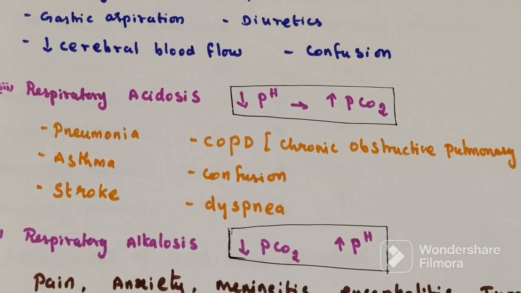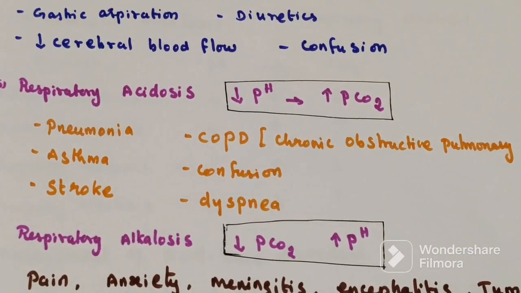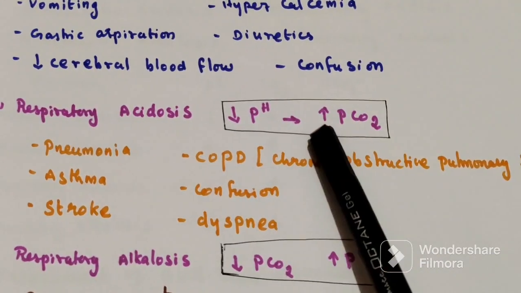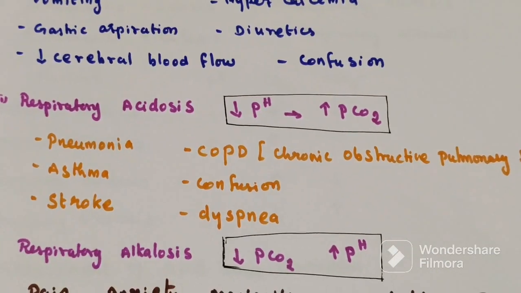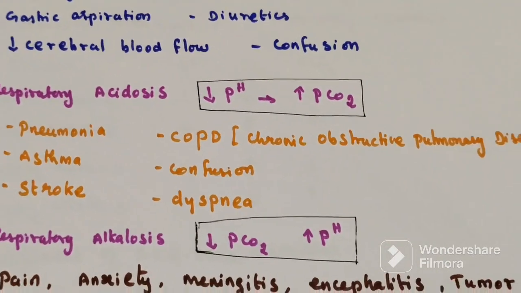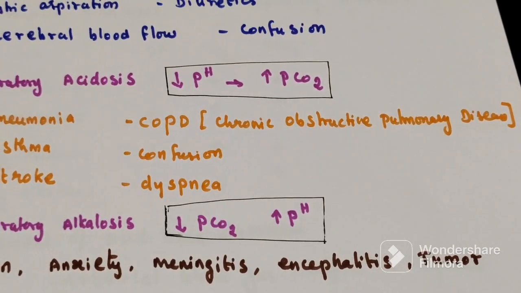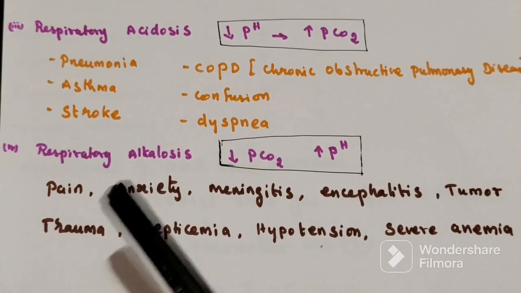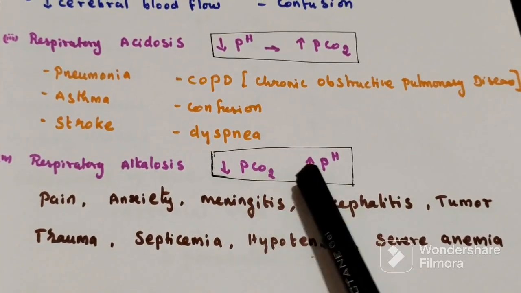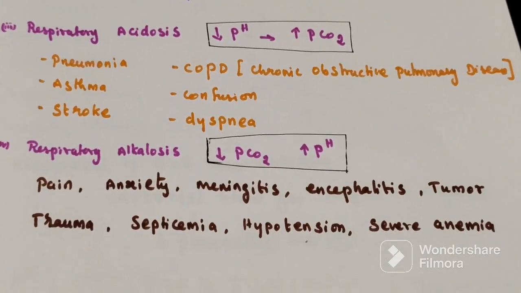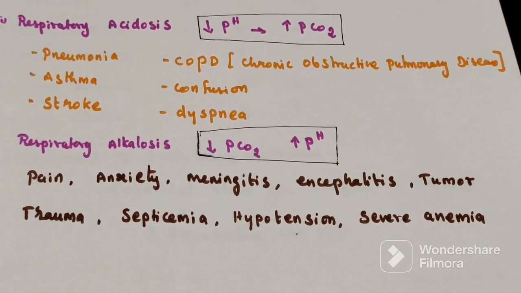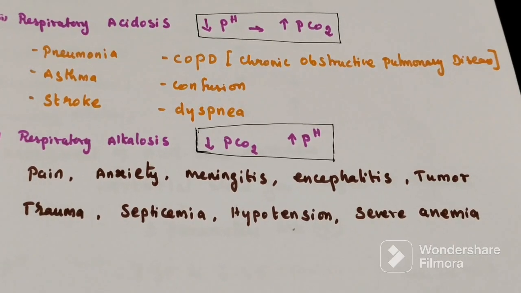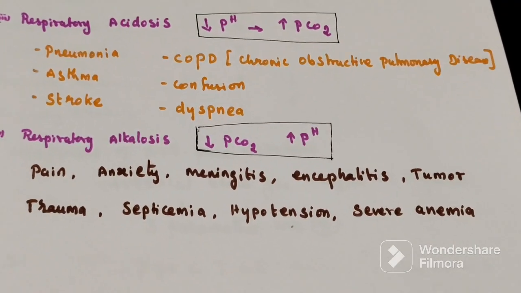Next one is respiratory acidosis. Here pH is decreasing, bicarbonate level is decreasing, partial pressure of carbon dioxide is increasing. It causes pneumonia, asthma, stroke, then confusion and dyspnea. Then respiratory alkalosis: here partial pressure of carbon dioxide level is decreasing, pH level is increasing. It causes pain, anxiety, meningitis, encephalitis, tumor, trauma, septicemia, hypotension and severe anemia.